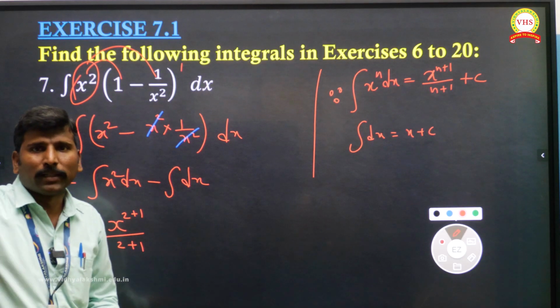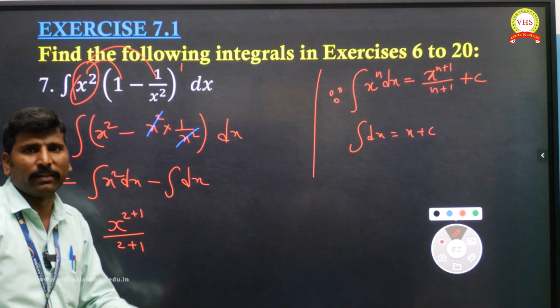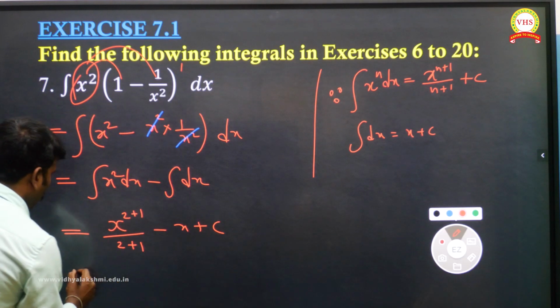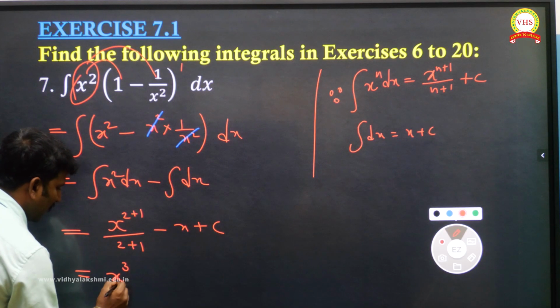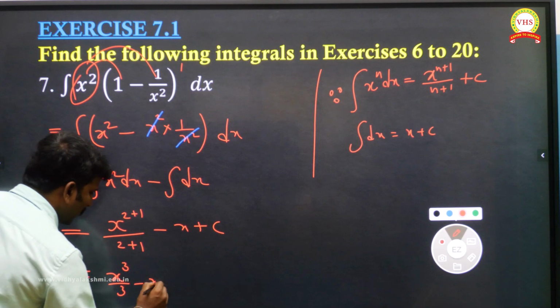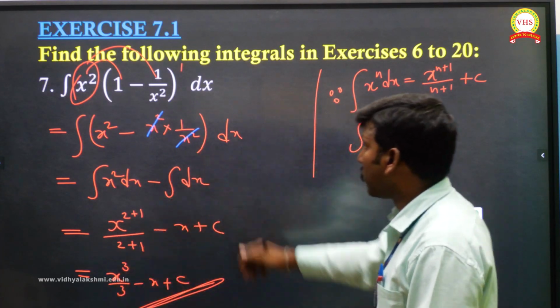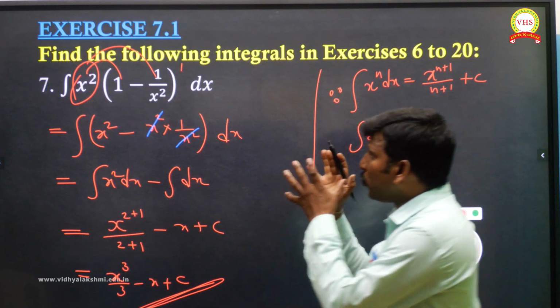When you go to the second or third exercise, x power 3 divided by 3 we can apply directly, not an issue, okay? Minus x plus c commonly. Now, when you simplify, what is that? X power 3 divided by 3 minus x plus c. That's it. Is that our required answer for question number 7? Okay. You ought to observe.